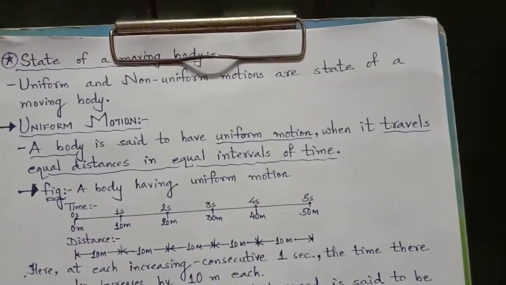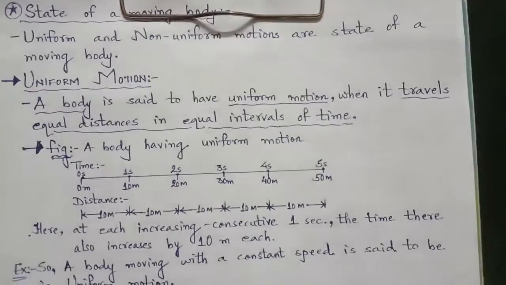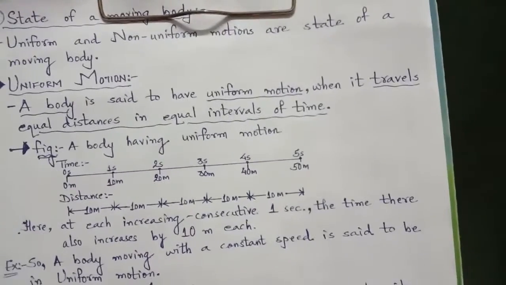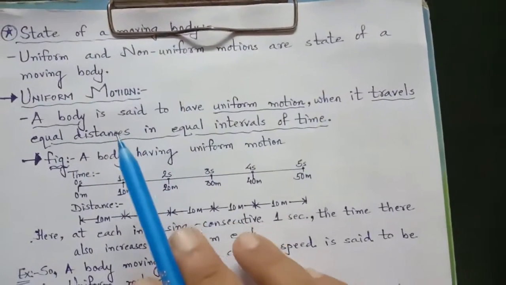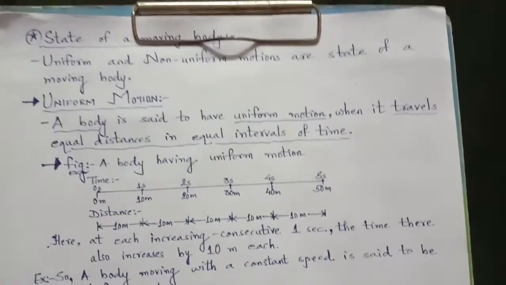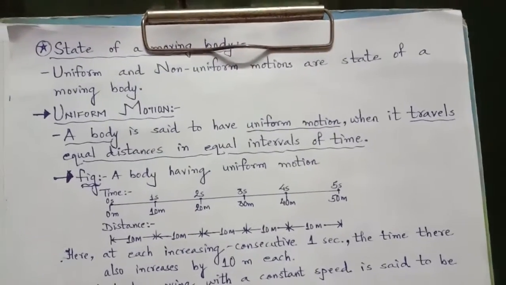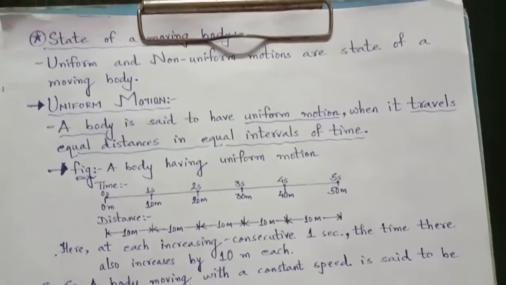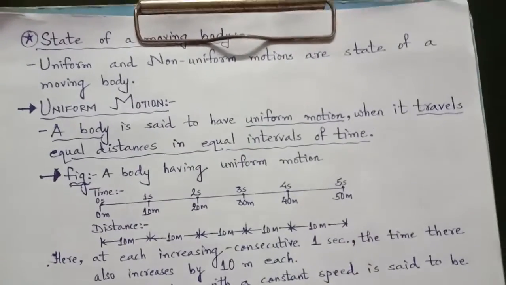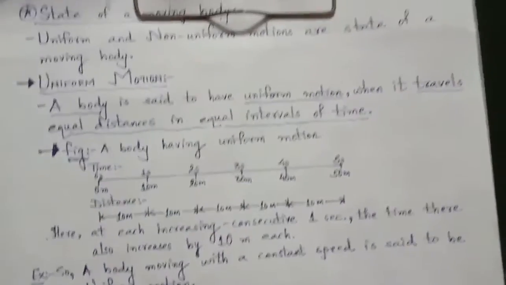In the very first video we have seen the state of a body which is at rest or in motion. Now here we will see the state of a moving body, not only a body, but a body which is in motion. We will discuss the state of that motion. So, the moving body will undergo motion, and either the motion will be uniform or non-uniform.